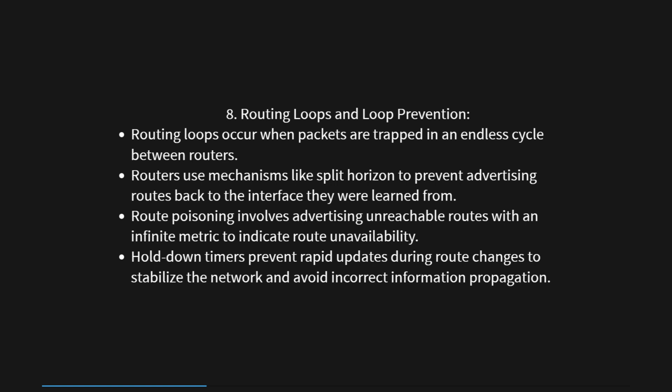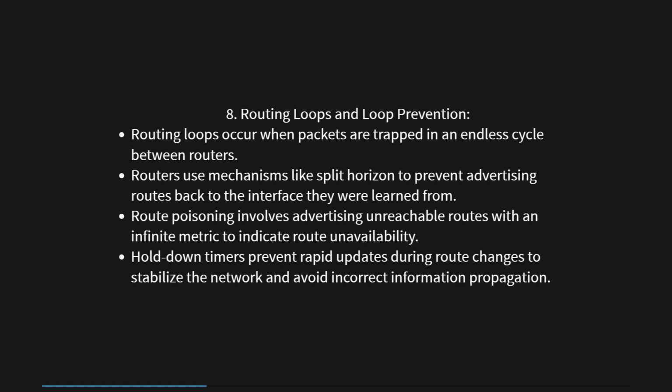One common technique is split horizon, where a router does not advertise a route back to the same interface from which it was learned. This prevents loops from occurring on multi-access networks, where a router might receive its own updates. Another method is route poisoning, which involves advertising unreachable routes with an infinite metric, signaling to other routers that a route is no longer available. This quickly propagates the information about a failed route and helps to update routing tables accordingly.